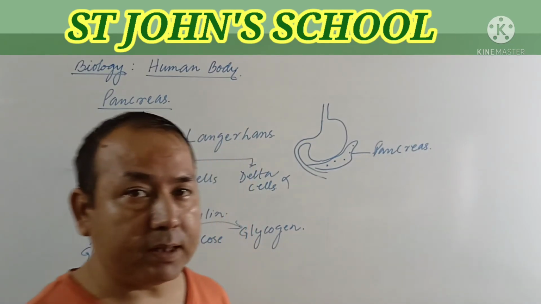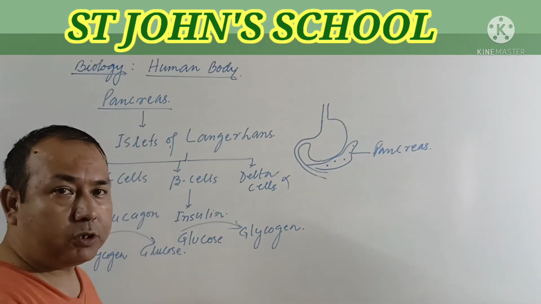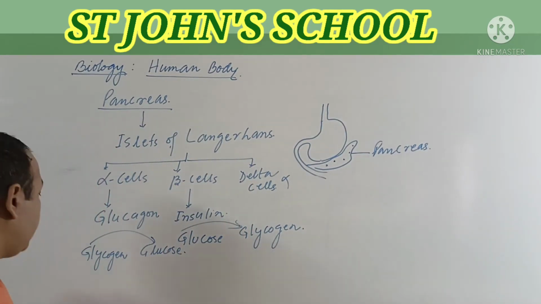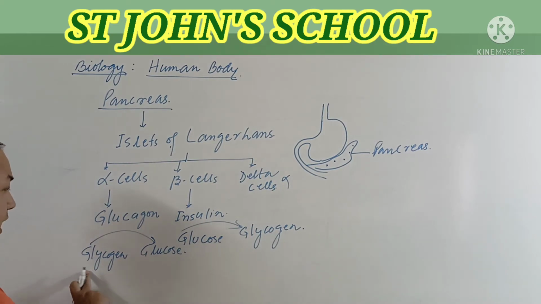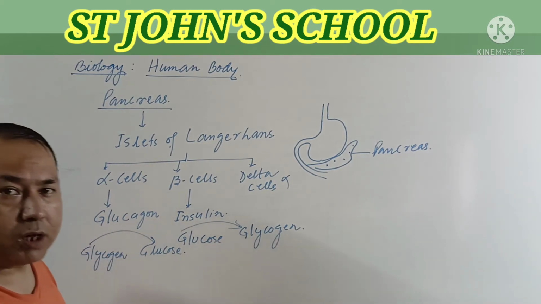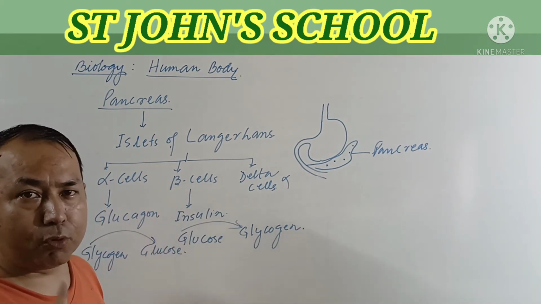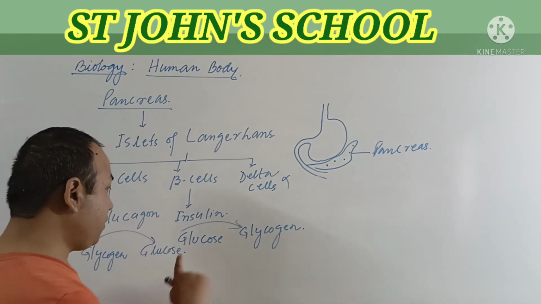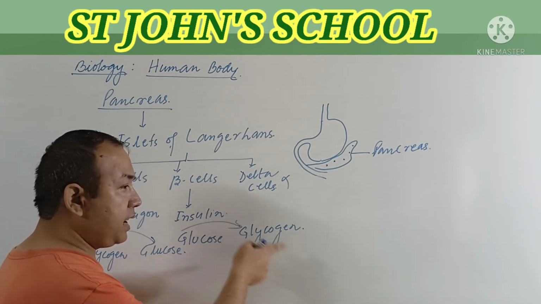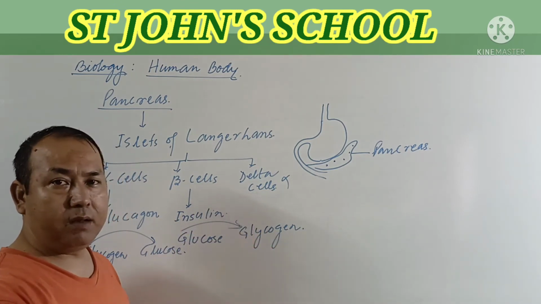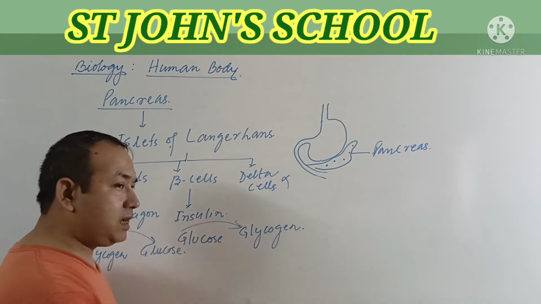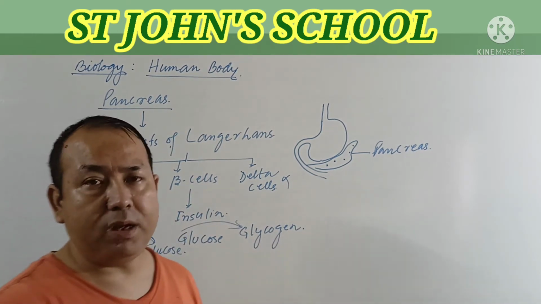So this is the main difference here. They just act opposite to each other. Glucagon converts glycogen into glucose and thus increases the sugar level in the blood. And insulin converts the excess glucose present in the blood into glycogen, and this glycogen gets stored in the liver. In this way, insulin helps in reducing the sugar level in the blood.